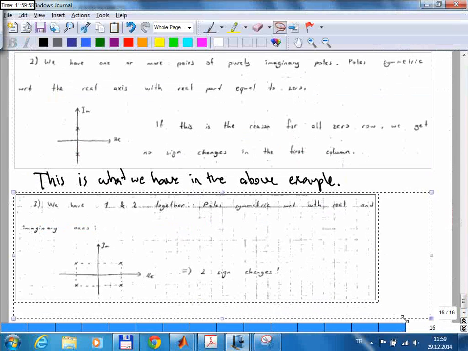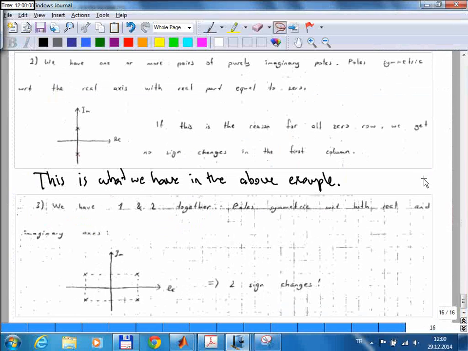And the last case says that it's basically a combination of the first two cases. In the first case, we had poles symmetric with respect to the imaginary axis. In the second one, we had poles symmetric with respect to the real axis with zero real part. The combination of the two gives the following: we have a double pole and the symmetric of that double pole with respect to the imaginary axis. And if this is the case, there should be two sign changes in the first column.